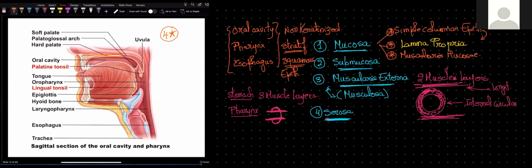Remember, the upper boundary of the oral cavity is going to be my palate. And remember, the palate has a bony part, and this is what we call the hard palate. And we've got the muscle part that is located posterior to the hard palate. This is going to be my soft palate.